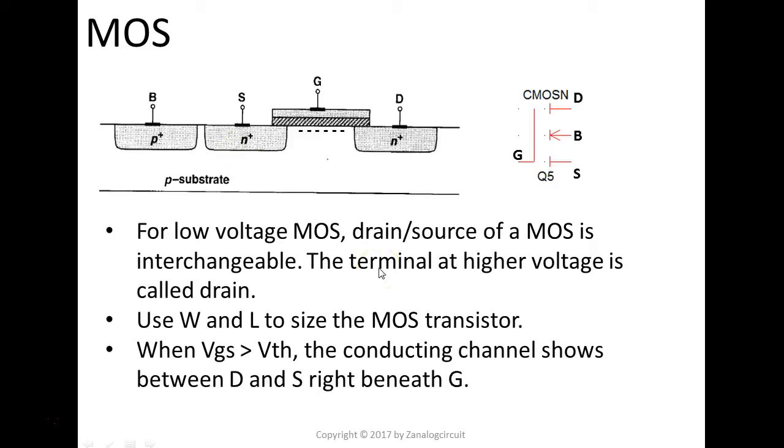So how are we going to size the MOS transistors? We use W and L. L, in the layout, is the spacing between drain and source. And the third point: when VGS is more than VTH, the conducting channel shows up between drain and source right beneath the gate.